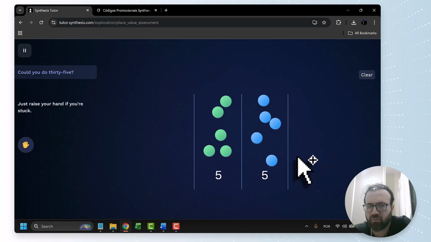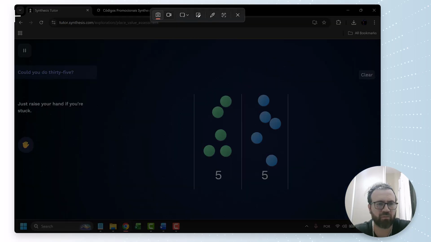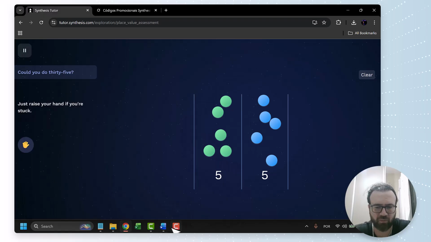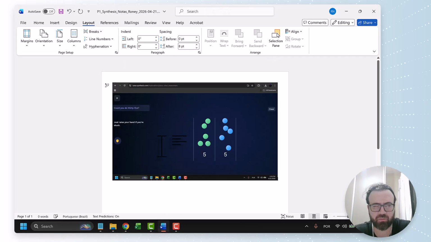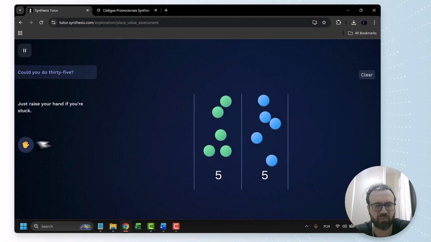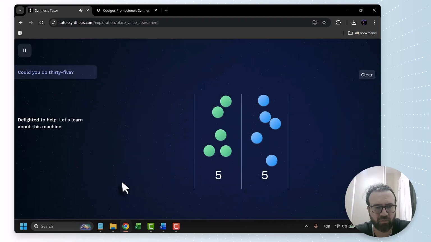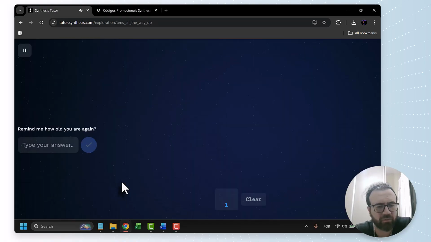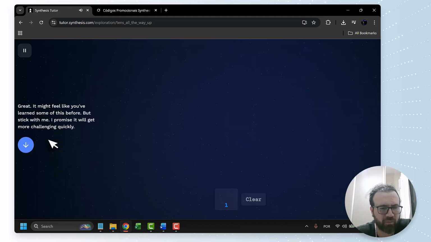Just raise your hand if you're stuck. Delighted to help. Let's learn about this machine. Remind me how old you are again? Great. It might feel like you've learned some of this before, but stick with me. I promise it will get more challenging quickly.